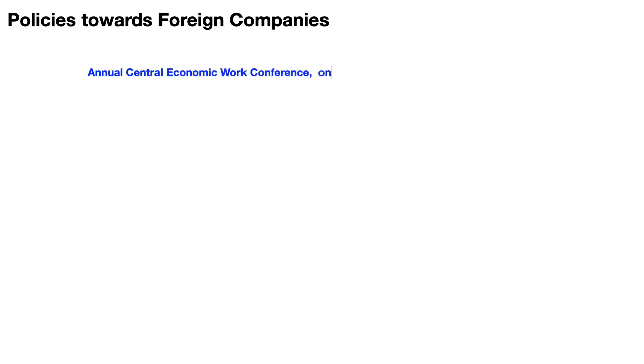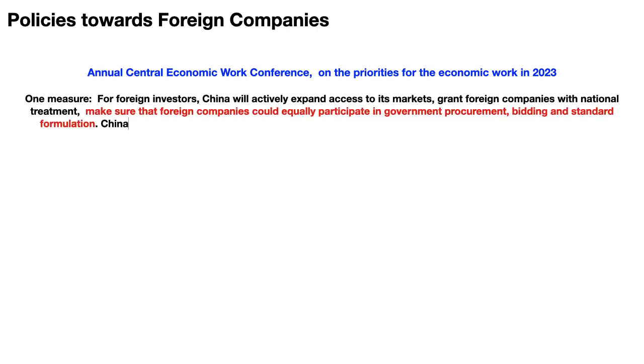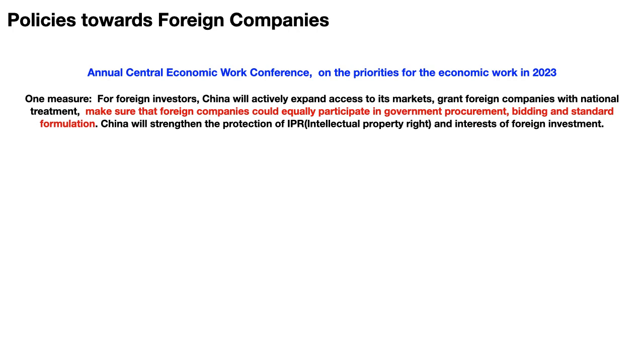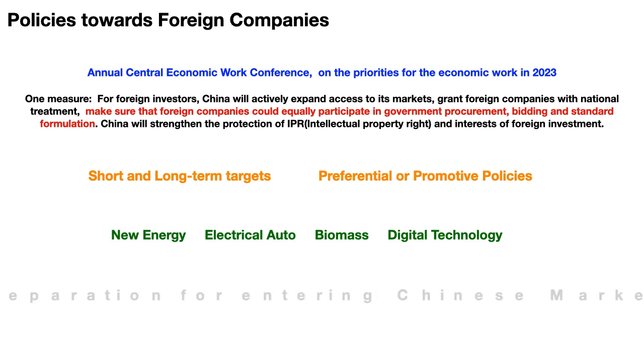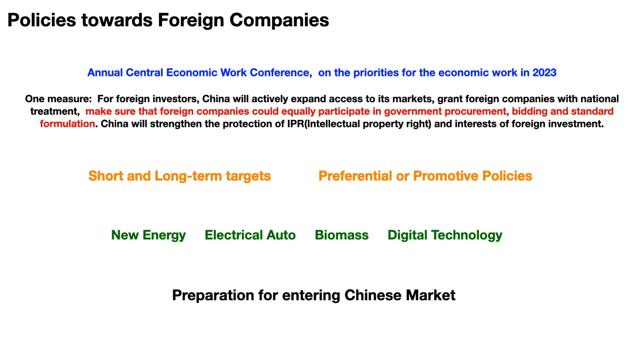At the 2023 Central Economic Work Conference of China, one of the priorities this year is to improve the business environment for foreign companies, and make sure foreign companies can equally participate in government procurement, bidding, and standard formulation. According to the short and long-term targets, China will encourage some industrial sectors by introducing preferential or promotive policies. For now, it focuses on new energy, electric autos, biomass, and digital technology. Foreign companies preparing to enter the Chinese market could profit from these policies.